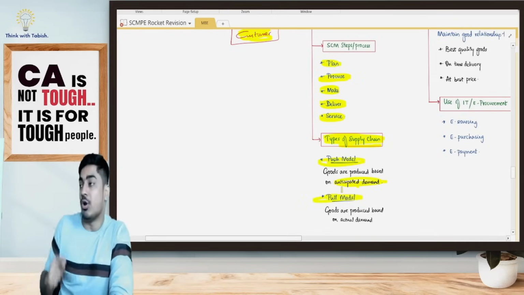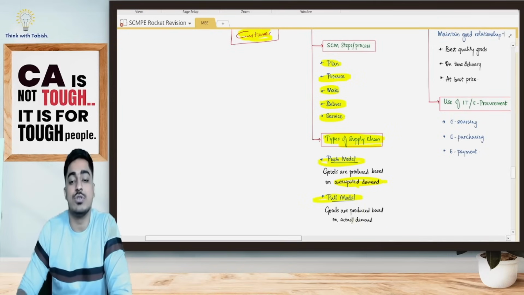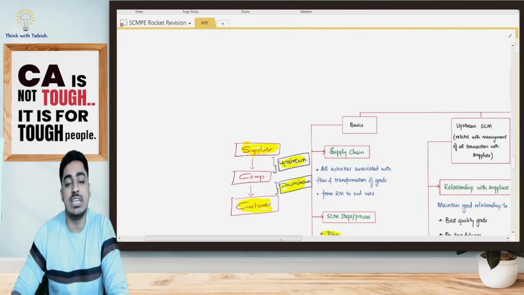Or else the pull model. You're pulling the demand from the customers. You're asking customers how much they want. Based on how much they tell, I'm producing and giving it to them. Goods are produced based on the actual demand. Is it clear?